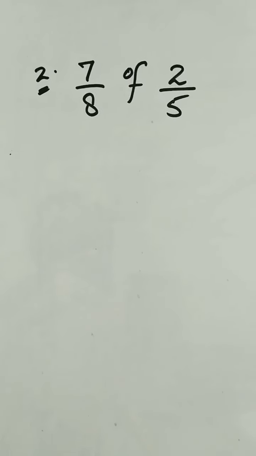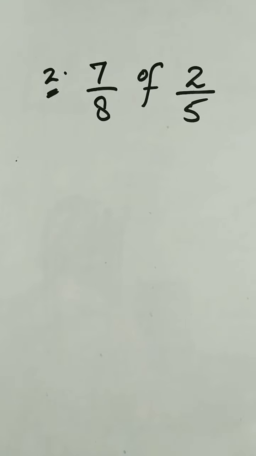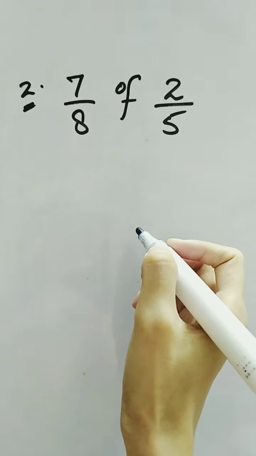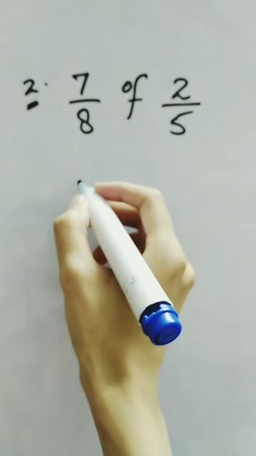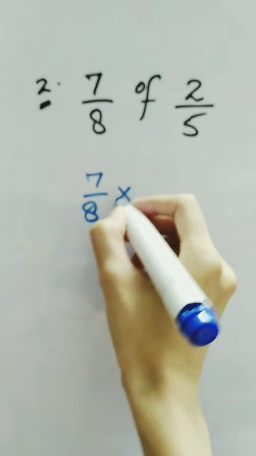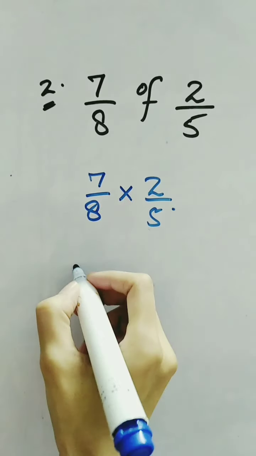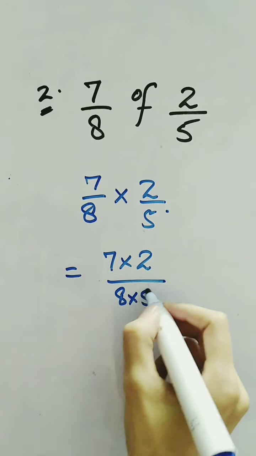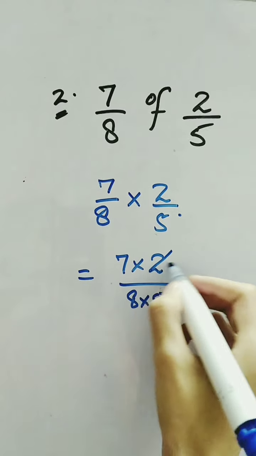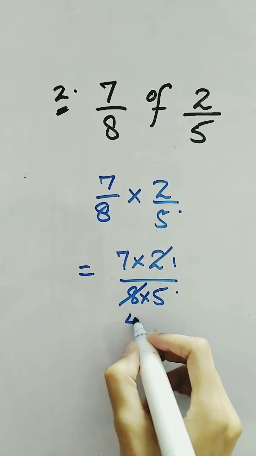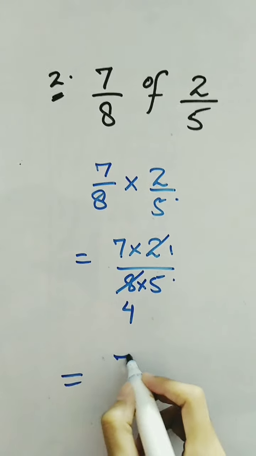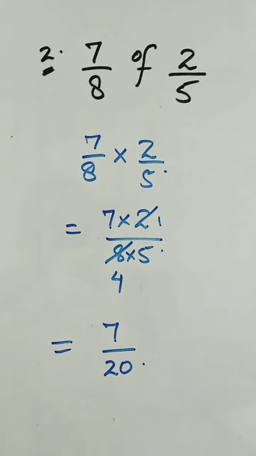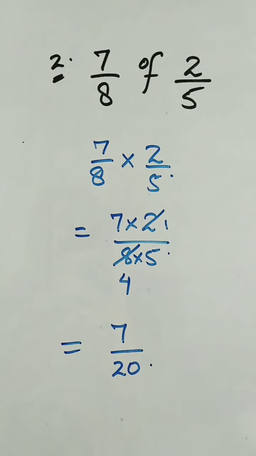Now here we have a question in which we have an expression 7 over 8 of 2 over 5. This also means that the two fractions are multiplying with each other. So we can write them as 7 over 8 into 2 over 5. Now again, we can write it as 7 into 2 over 8 into 5. Here we know that 2 is going to cancel out with 8. And now we have 7 over 20, which cannot be further reduced, and this is our answer.